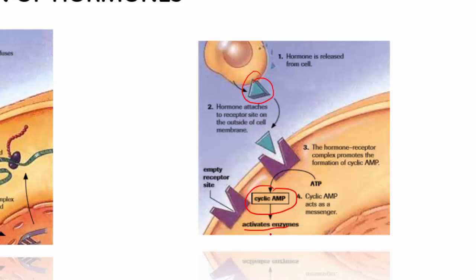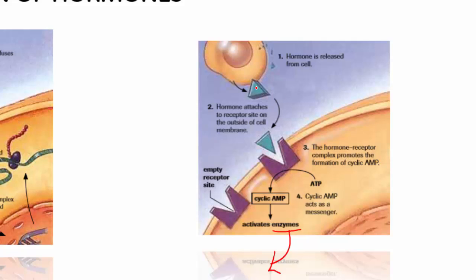Now, those conversions required an enzyme. Cyclic AMP is not an enzyme. It's a secondary messenger, but it's going to do the same kind of thing. It's going to activate enzymes that are already present in the cell and just waiting to be activated. They will then go and do whatever job is necessary.